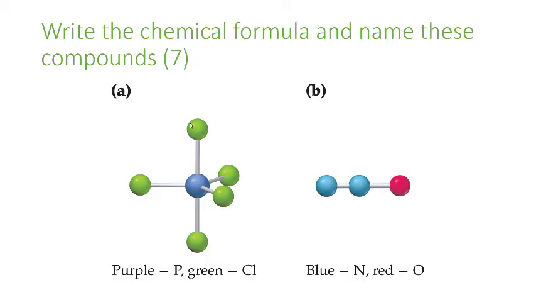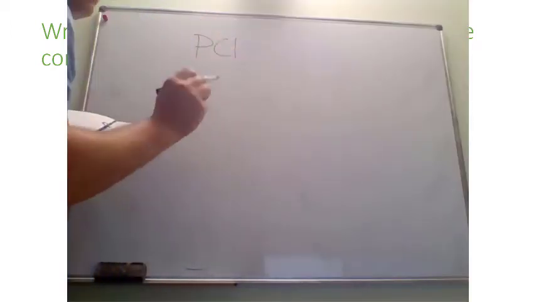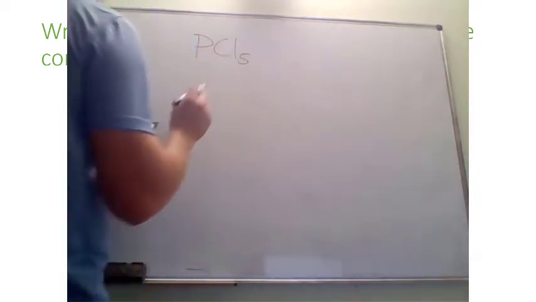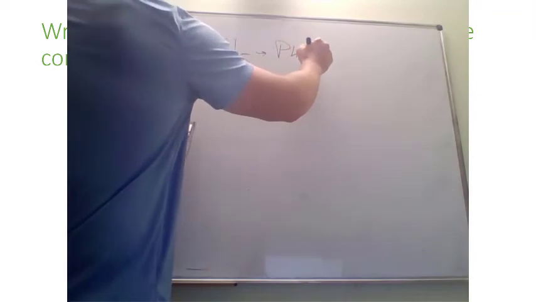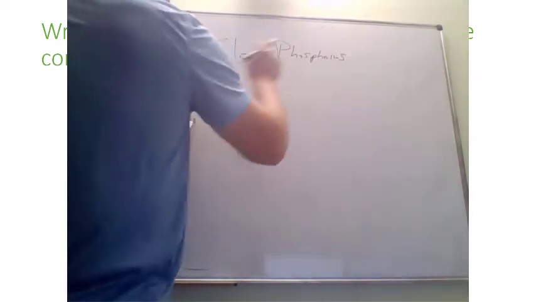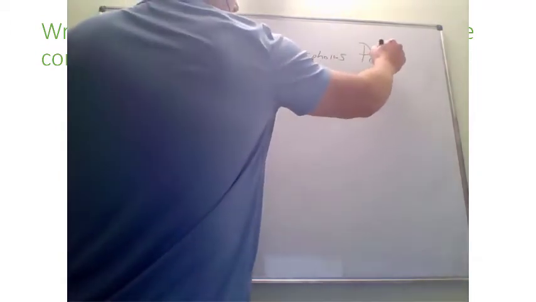Okay, the first one here, we have our purple is phosphorus, and we have 1 of those. So we have phosphorus, and then we have chlorine. And so chlorine is going to be the more anion-like, so that's going to come second. So we have 1 phosphorus, and we have 1, 2, 3, 4, 5 chlorines. And so that's going to be named phosphorus. 5 means penta, so pentachloride.